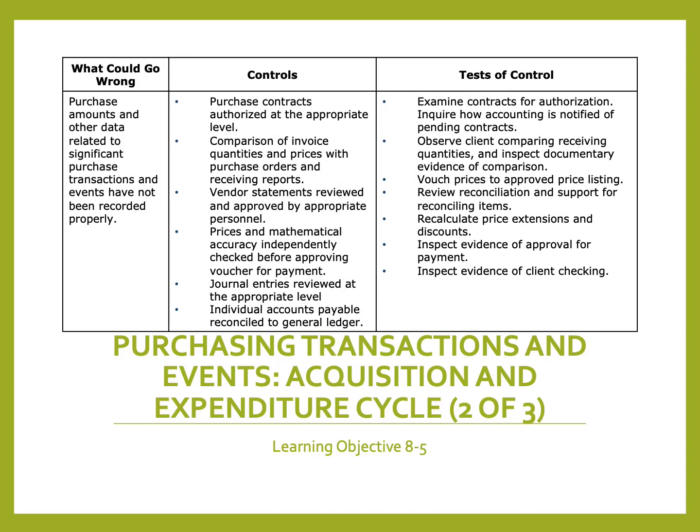There's also the risk that purchase amounts and other data related to significant purchase transactions and events have not been recorded properly. Errors in recording purchase transactions can lead to misstated financial information. Examples of control activity to mitigate the risk include authorization controls, which are implemented to ensure that purchase transactions are authorized by appropriate individuals. Another example is documentation review, which includes regular reviews of supporting documentation to verify the accuracy of recorded purchases.